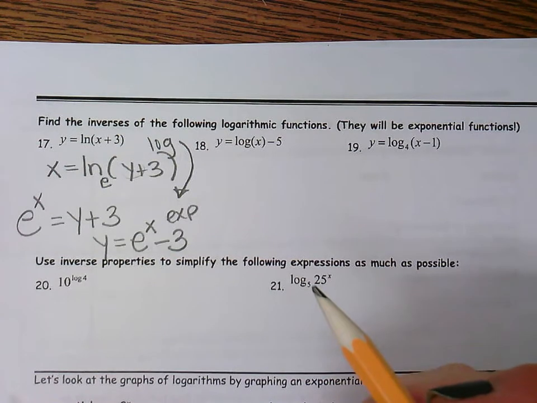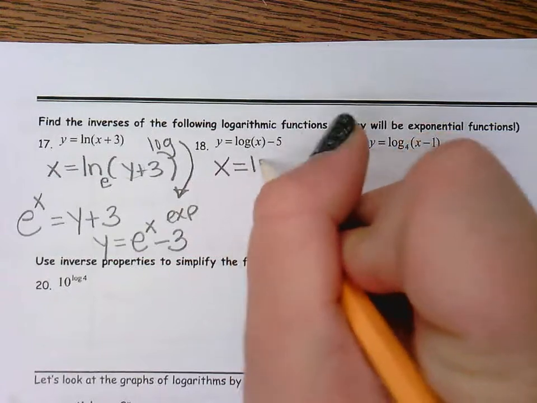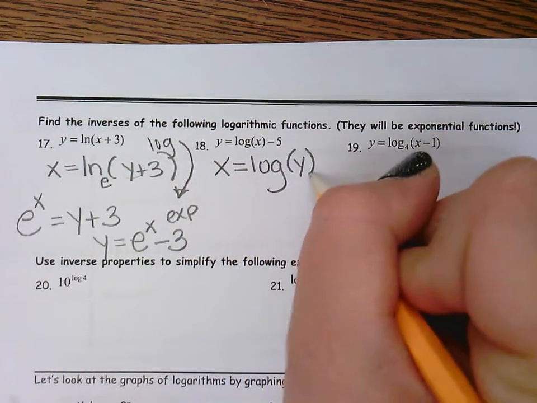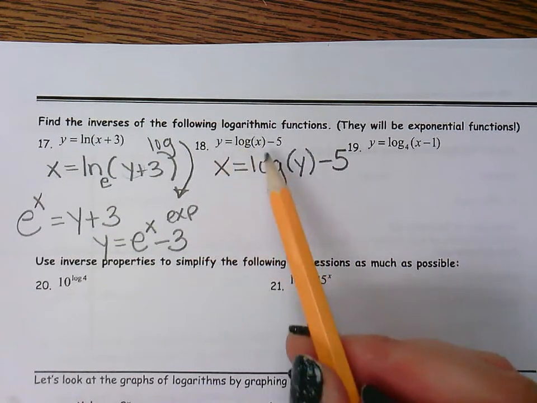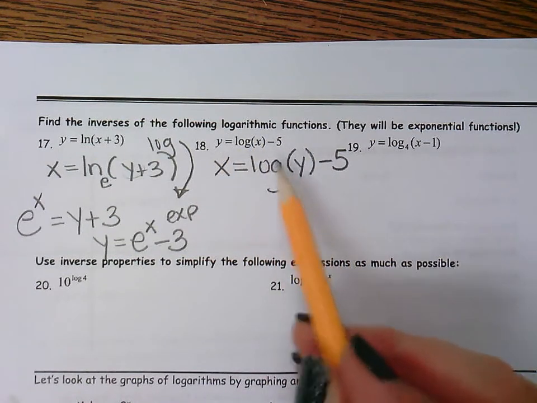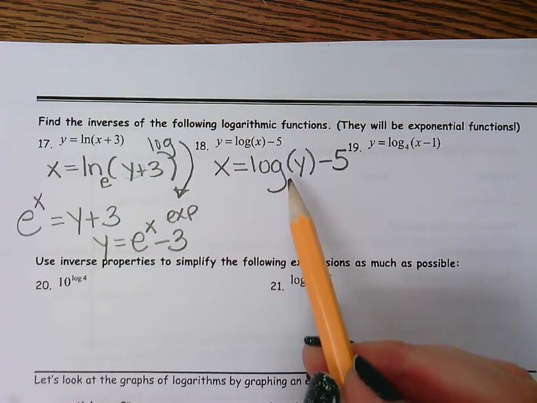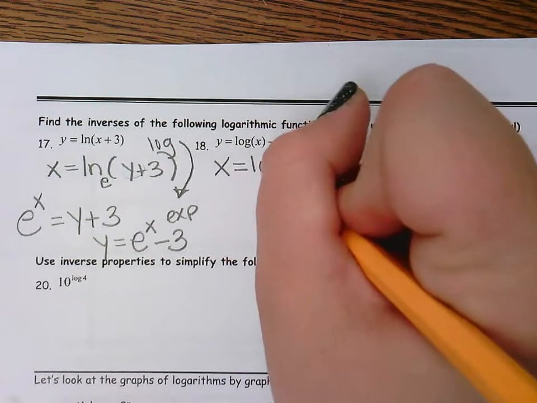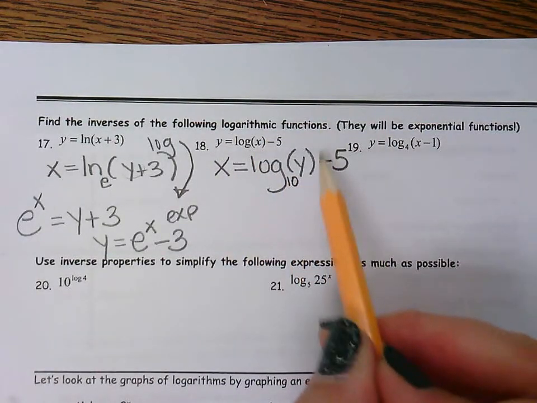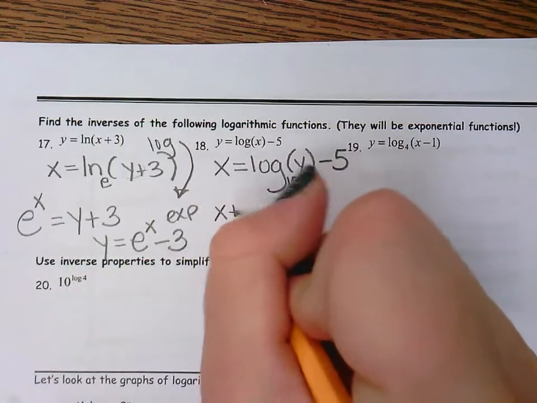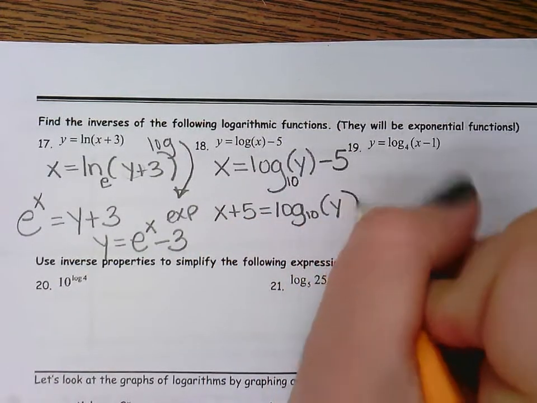Yeah? So number 18, x equals log of y minus 5. So your first step is to switch x and y. I need a base in this problem. So if it's a regular old log, what's the base have to be? 10. So you're going to write the 10 in there. Oh, and before I switch, I've got to move this 5 to the other side, right? So I'd have x plus 5 over here equals the log base 10 of y.